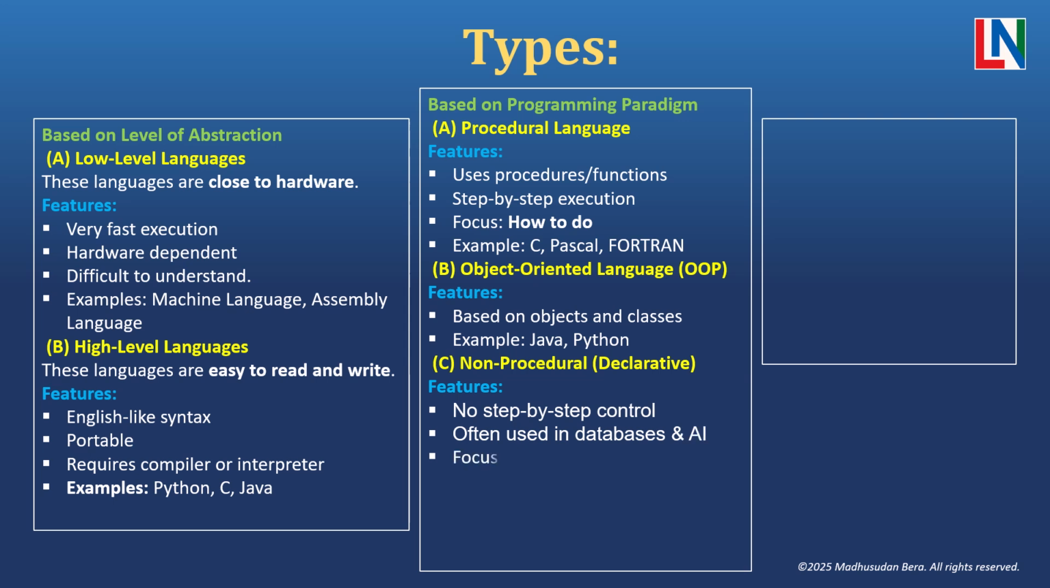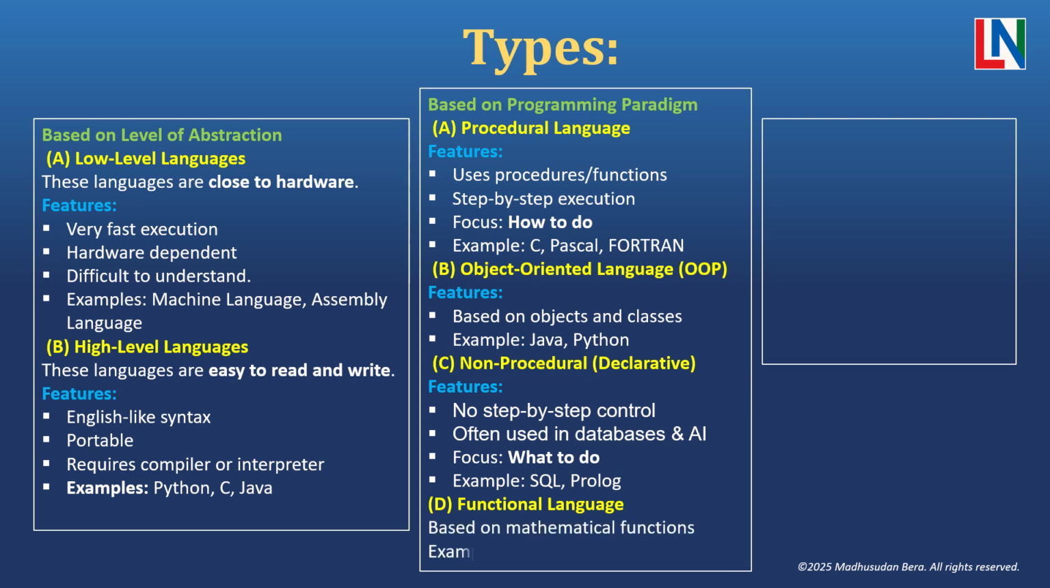Next one is non-procedural or declarative language. These are generally not procedure oriented, so no step-by-step control is required here. Often used in database and AI, focused on what to do. Examples: SQL and Prolog. Next one is functional language, based on mathematical functions only. Example: Haskell.